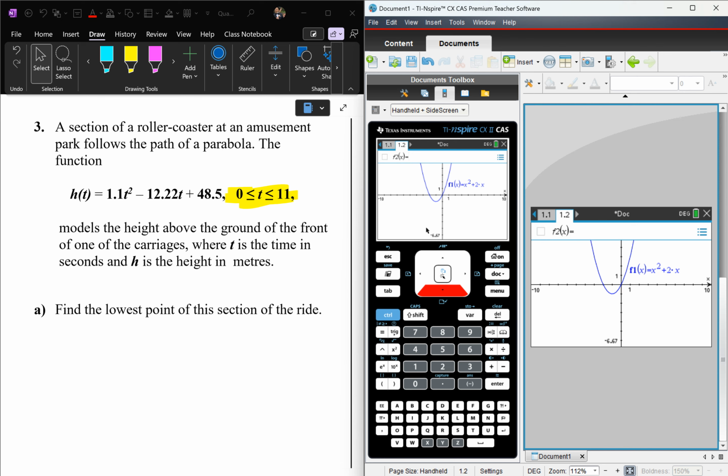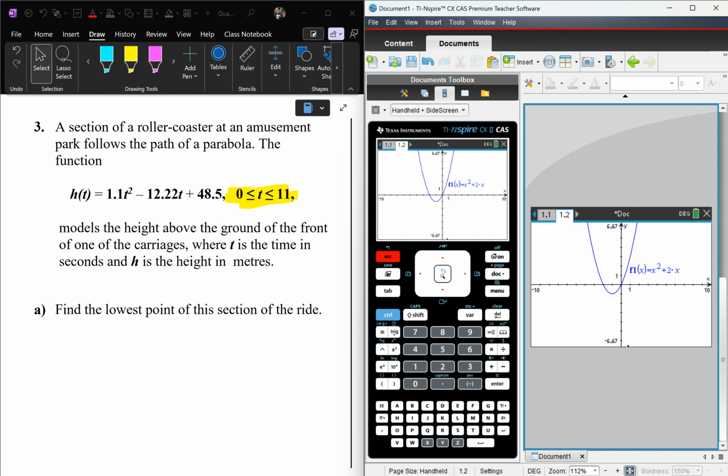Okay. So I'm going to graph this now. So we've got h of t, which we'll call f2 of x. 1.1 times, don't use t. Calculator doesn't know t's. It only knows x's. So you got to change it to x squared minus 12.22 times x. Whoops, I made a mistake there. I was going to say t again. Minus 12.22x plus 48.5. Now, if I do this, if I press enter, don't press enter. But if I press enter, what it does is sketches the graph.